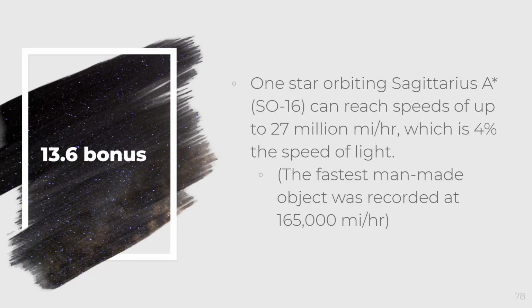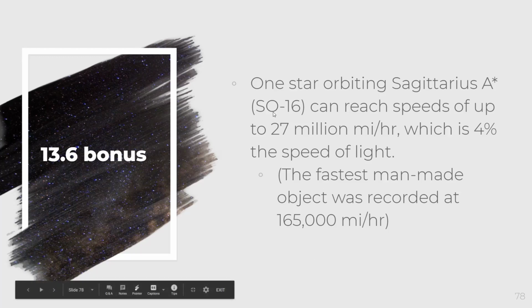Now, a bunch of scientists have measured a lot of the stars orbiting around this black hole. One of them is going 27 million miles an hour. That is 4% of the speed of light. That is fast, okay? That is ridiculously fast. Just so you guys know, the fastest object we've ever made was 165,000 miles an hour. So think of how much faster this can go.